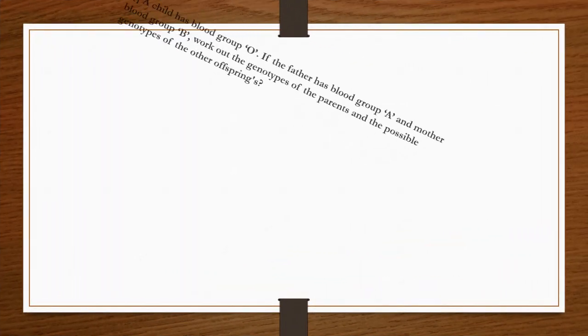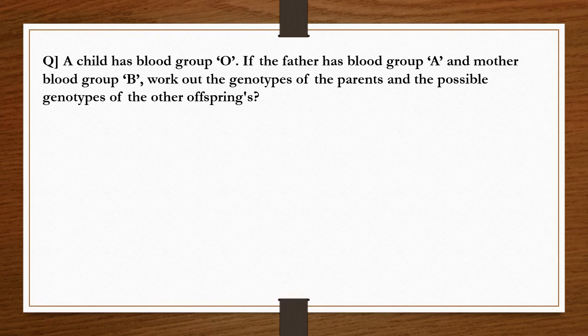So let's work out a small question based on the three statements. The question is, a child has blood group O. If the father has blood group A and the mother blood group B, work out the genotypes of the parents and the possible genotypes of other offspring. So let's see what is given here, and come to the solution.